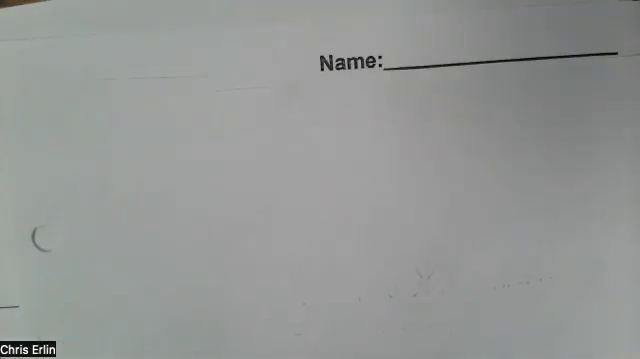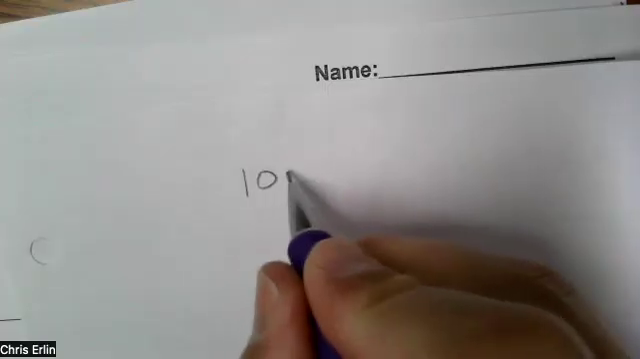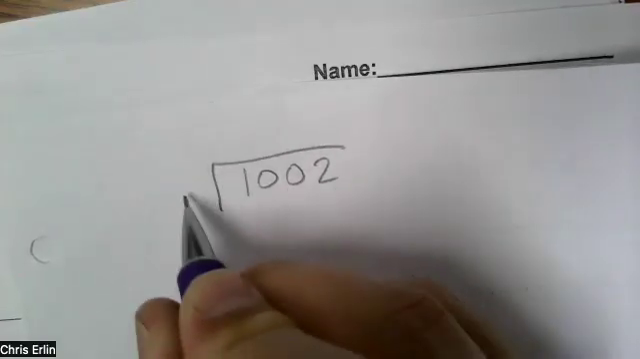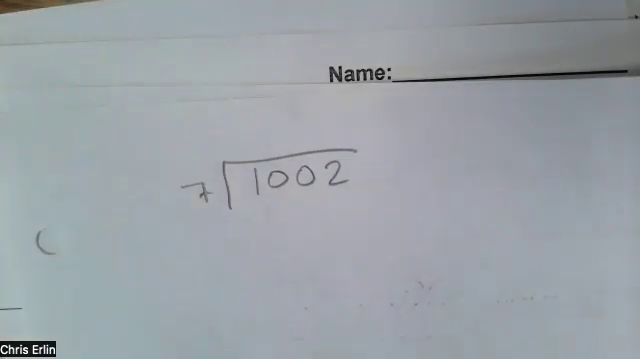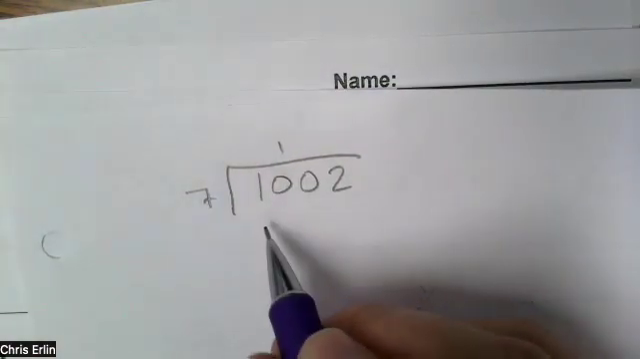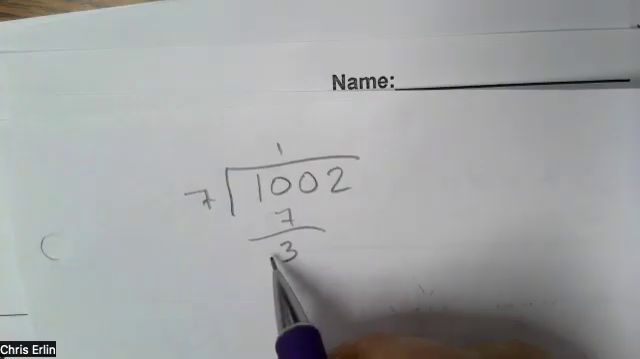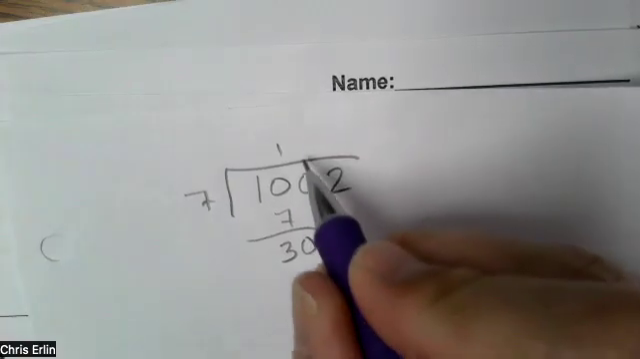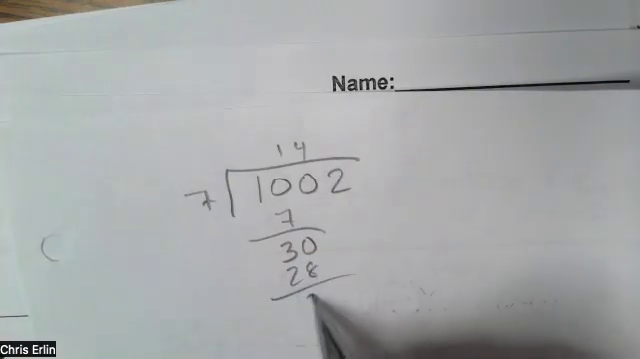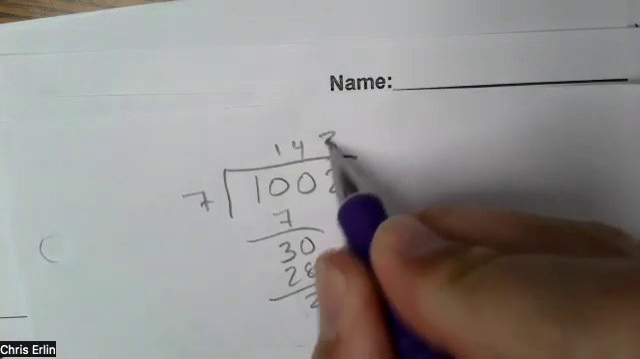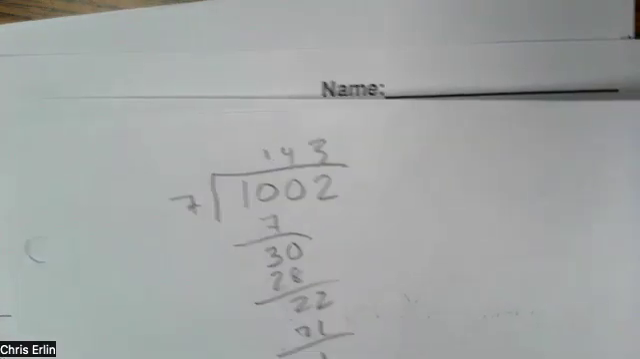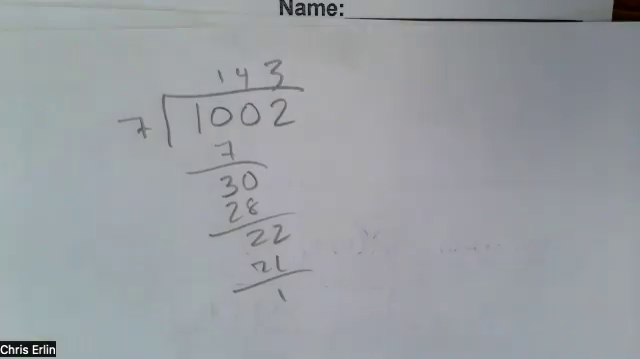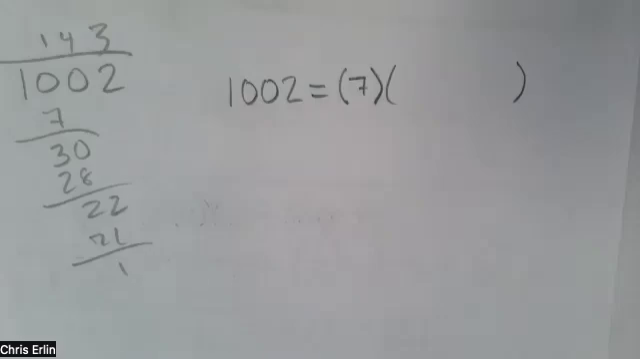What if I asked you to do something like 1,002 divided by 7? Goes in once, 7. 3, bring down 4, 28, 2, bring down 3, 21, 1. Take a moment, talk to your neighbor. What does that mean with there's a 1? Show me the factored form.